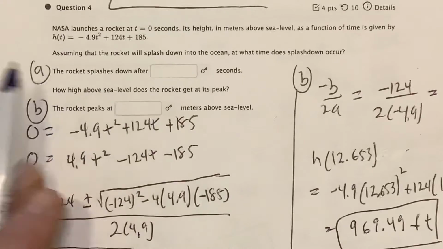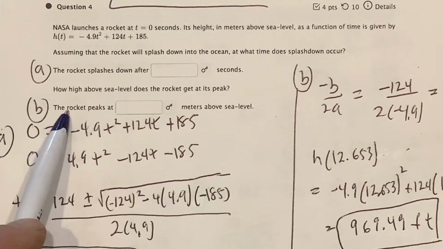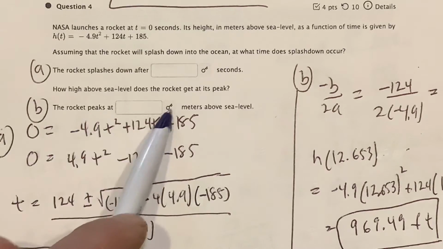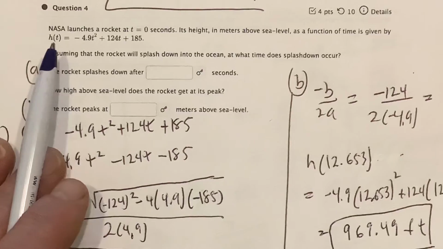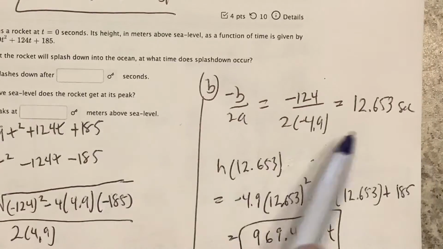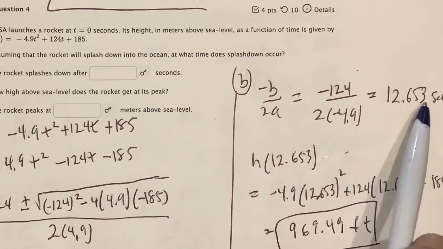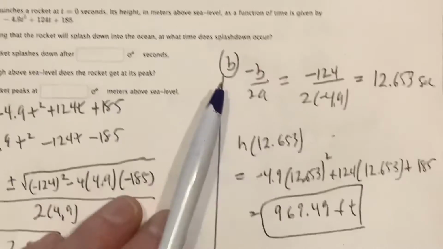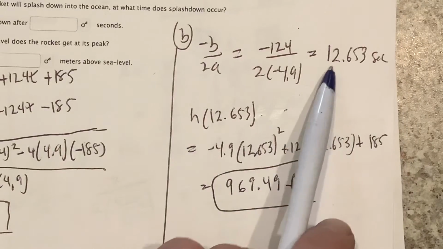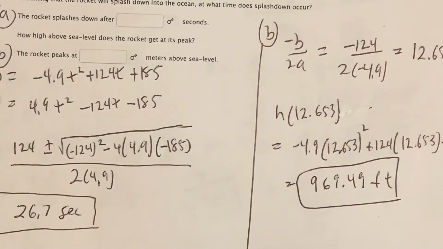So another question is, it says when does it, yeah, so it's not when, it's what is the maximum height. I wish it was when, because if it was when does it reach its maximum height, you just get -b over 2a, and you get 12.653 seconds. But the question is, what is its maximum height? So then you'd plug this number, 12.653, into the function, and I get this.